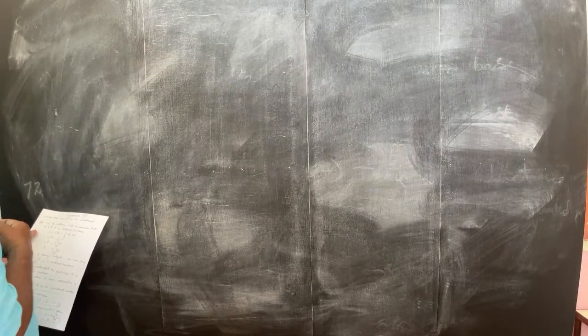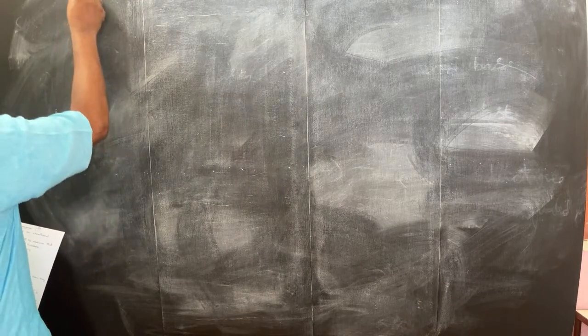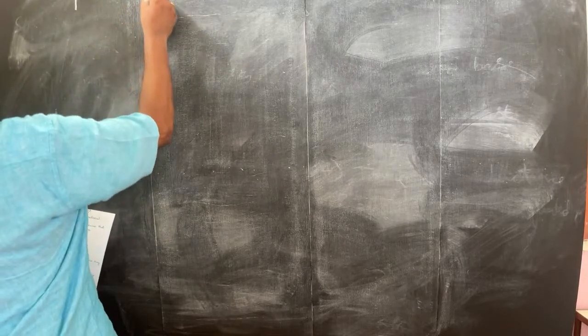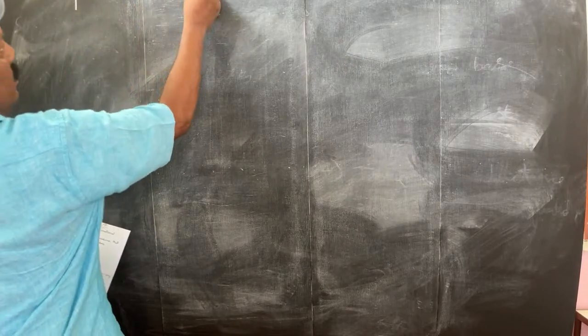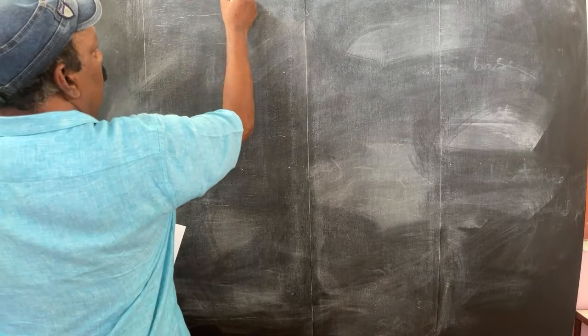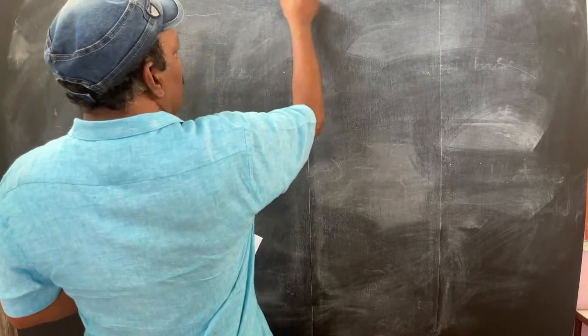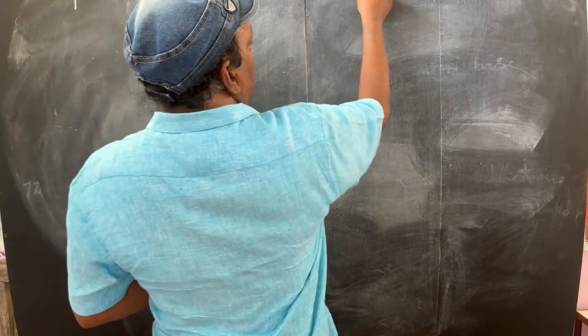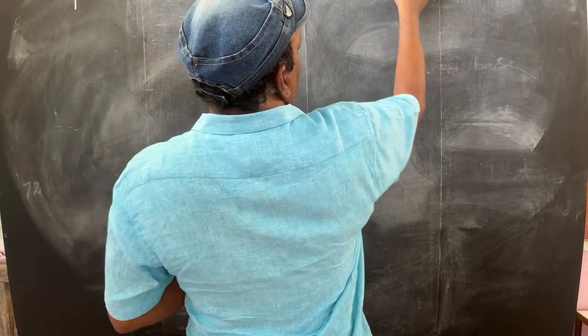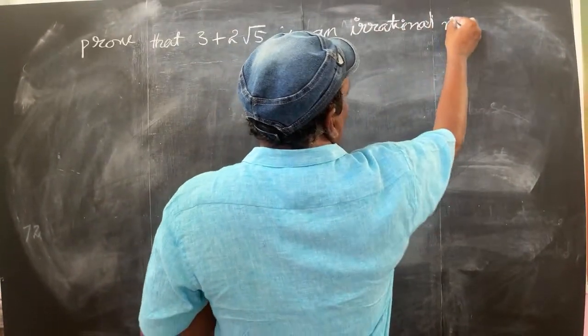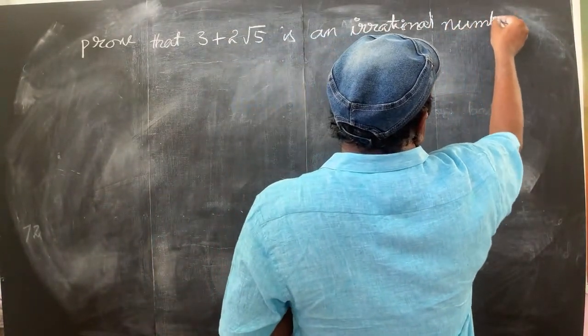Now the next exercise, 1.2. I will show you a very important problem. Prove that 3 plus 2 root 5 is an irrational number. You have to prove this is an irrational number.